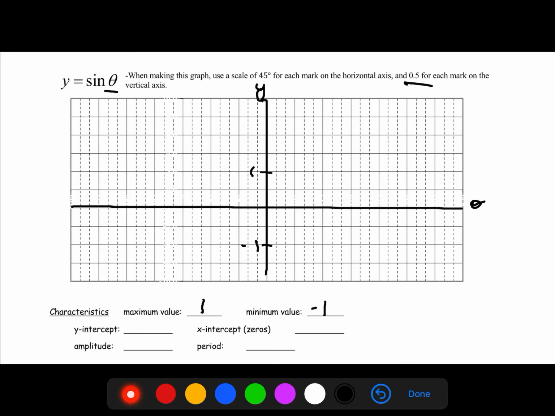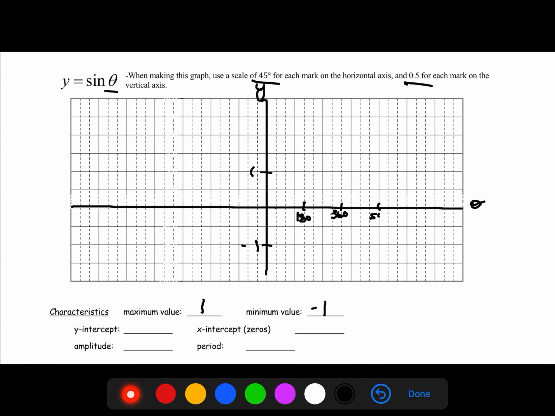And that means we're going to use 0.5 for each mark on the vertical axis, which means we're going to go up to 1 and down to -1. And sorry I didn't center that very well, but you get the idea. And we are going to use a scale of 45 degrees for each mark on the horizontal axis. So we don't have to label every single one of them. We know 45, 90, 135, and 180. We're going to label every 180.